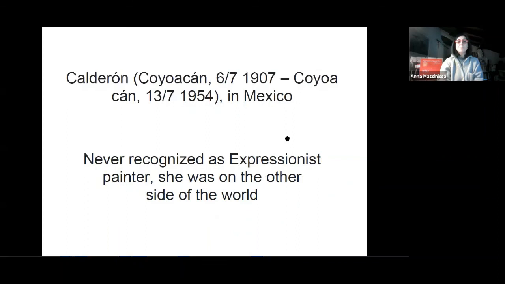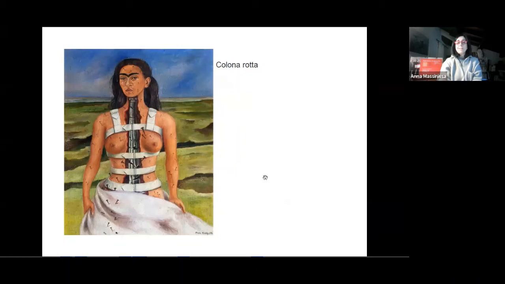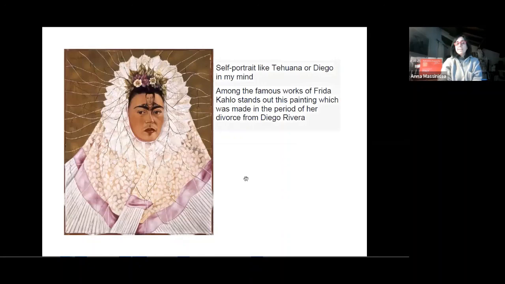She was born and died in Mexico at the beginning of the 19th century. She was never recognized as an expressionist painter, but she was one in every aspect of her job. And this is one of the self-portraits Frida Kahlo did of herself. She had many accidents in her life, so she stayed in hospital many times. And by this painting, she probably wanted to tell about the suffering in her body from one of the accidents she had.